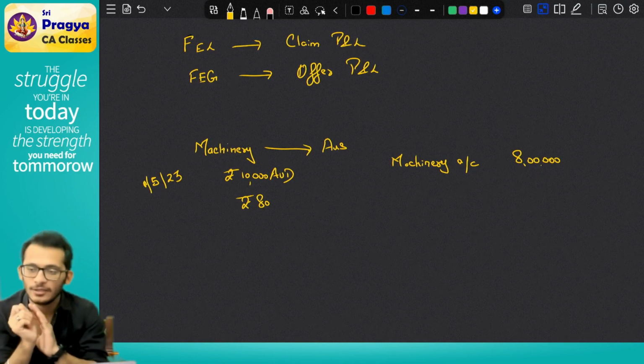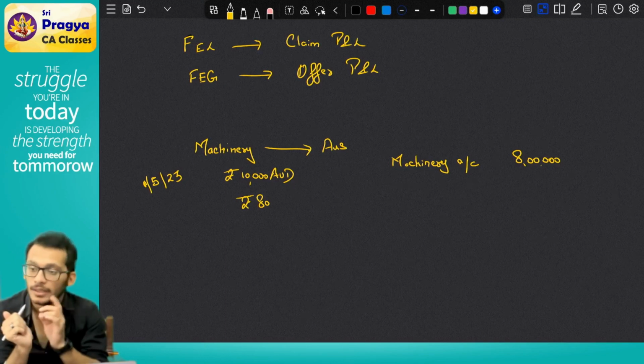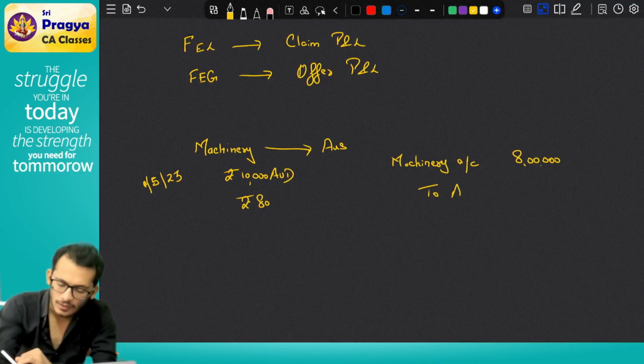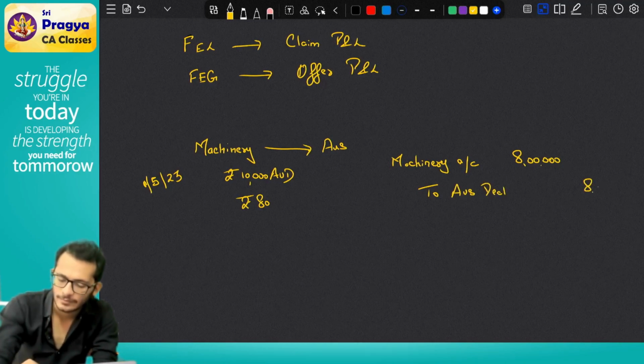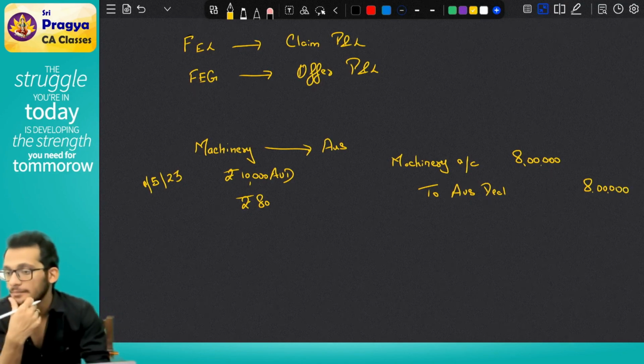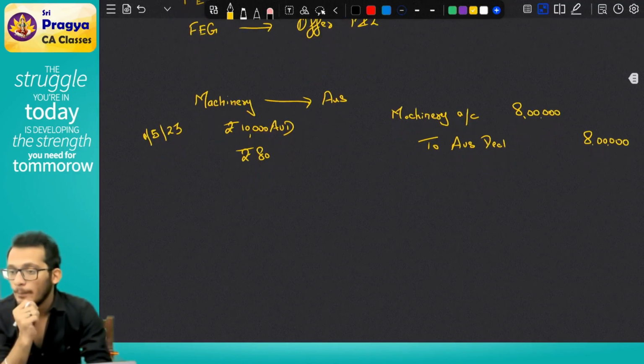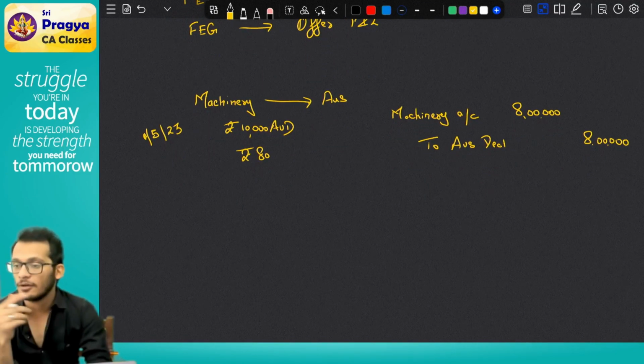Unfortunately, I did not make the payment. I took it on credit, which means I passed an entry to Australian dealer, 8 lakh rupees. I promised the Australian dealer that I will make the payment 2 months later. Two months later, when I was looking at the payment schedule, I thought I have to make a payment of 8 lakhs.